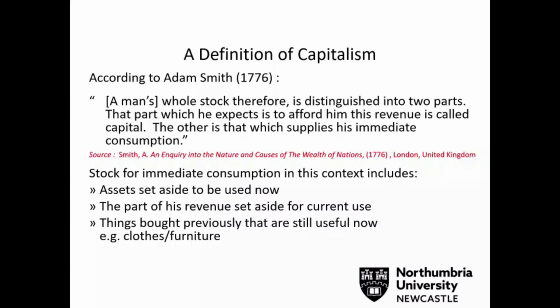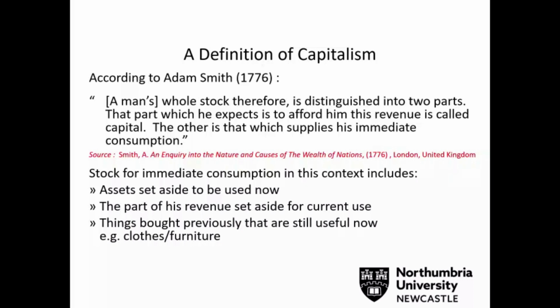If you can see from the definition there, we're talking about supplies being used for immediate consumption. And what you can see from the points underneath, in this context, we'd say that assets would also be used now, any sort of revenue set aside should be used now to consume, but also acknowledging that things that you have in the past can still be relevant for today. Like, for instance, clothes and furniture that you bought in the past are still useful today.